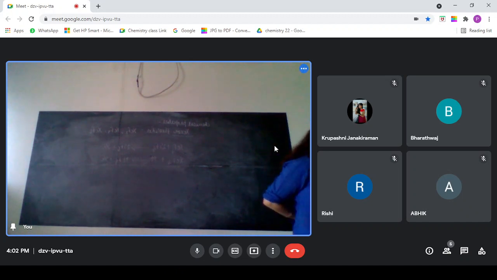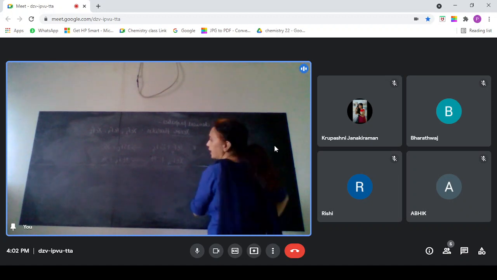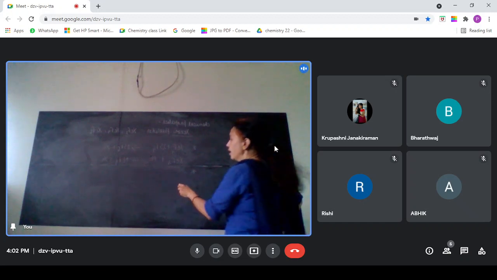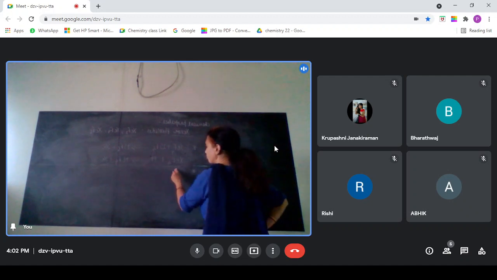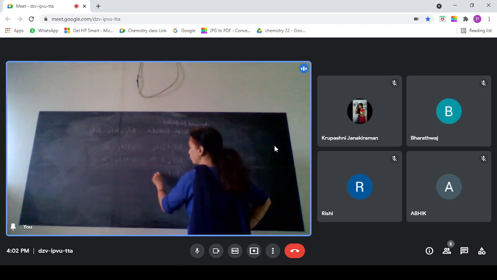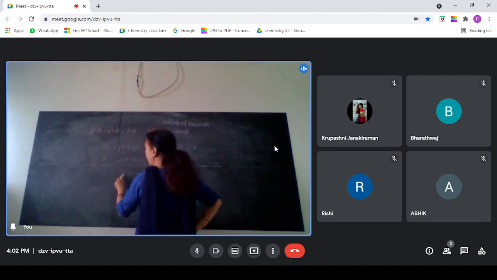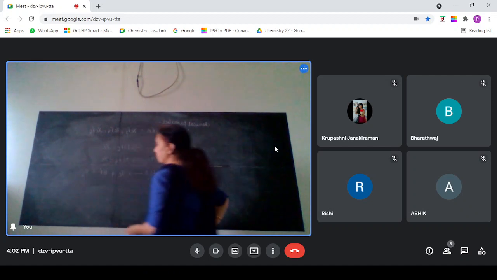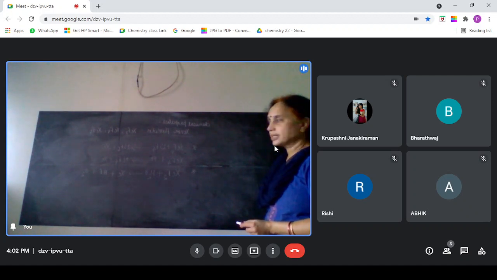Okay. Now, next, these are powerful fluorinating agents. Next, this is also very important. They are hydrolyzed by even small amounts of water, trace amounts of water. So write down XeF2 plus water giving Xe plus HF plus O2.